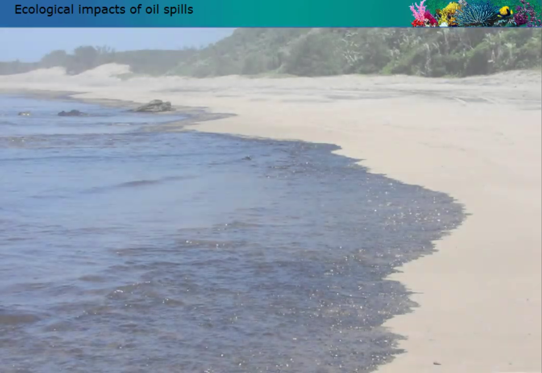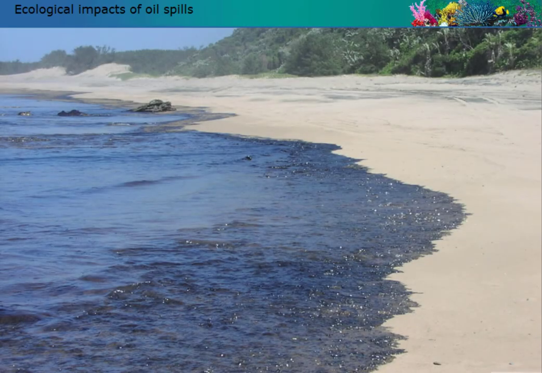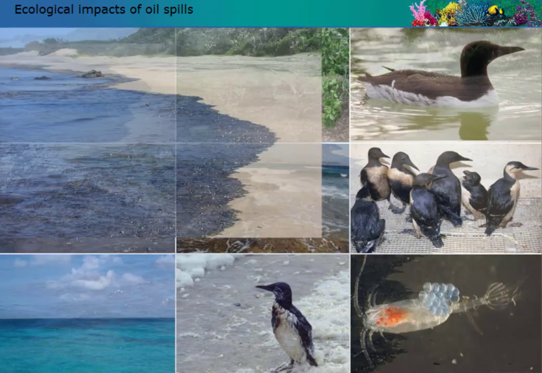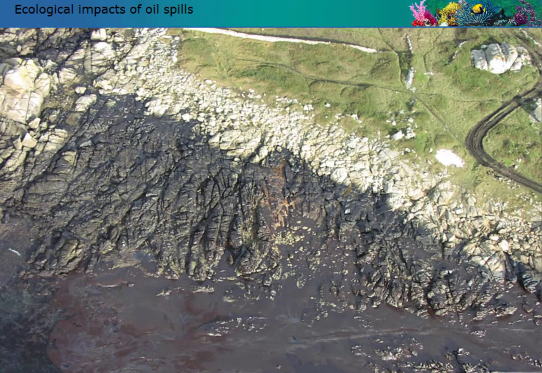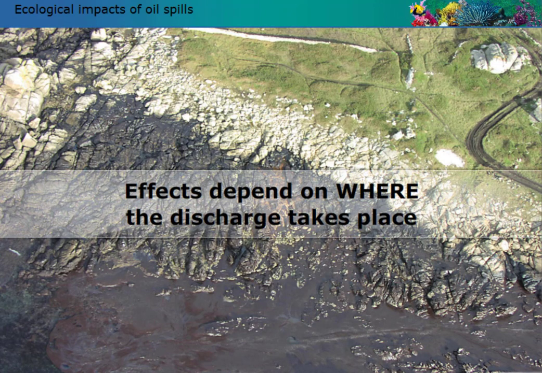The exact impact from an oil spill depends on several factors. More oil obviously means a bigger problem, but the type of oil, the location, and the time of year when the oil is spilled are also very important. It is often said that the effects of oil discharges at sea depend more on the site of the discharge, where, than on the size of the discharge, how much.